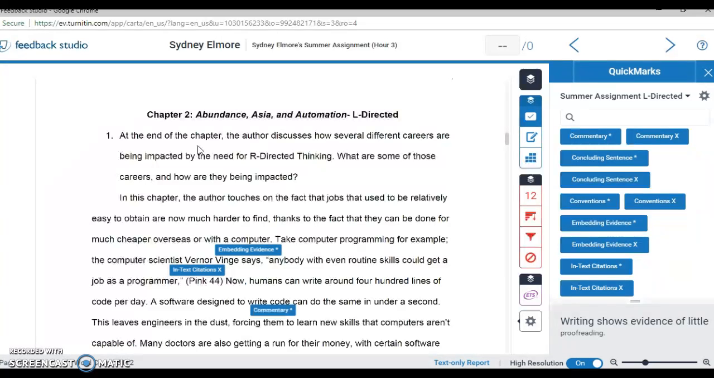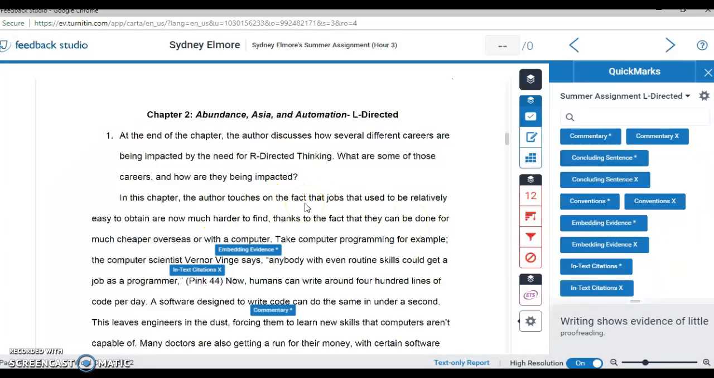Okay? So to start off, the first thing I always look for in a strong body paragraph is a good topic sentence, which should ideally answer this question provided and sort of preview what's coming in the paragraph. So I think, Sydney, you have topic sentences for sure.